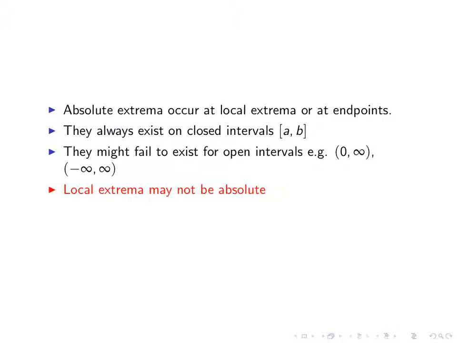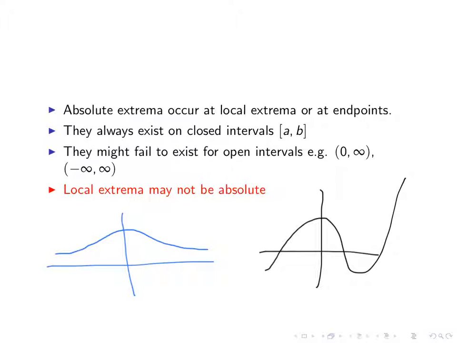And of course, local extrema may not be absolute. For example, in the function shown here, you have a local max here, but there are bigger values over here, so the local max here is not an absolute max. And similarly, this local min is not an absolute minimum since there are smaller values over here. However, local extrema are good places to look for absolute extrema. In this bell-shaped curve on the left here, the local max here is the max overall. In other words, it's the absolute max.